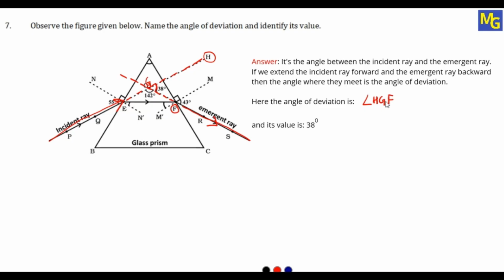This is the angle of deviation. And what is its value? You can see here it is given 38 degree. So its value is 38 degree. So I hope you are understanding. I am explaining it in a very simple way. So understand, its value is 38 degree and the angle is HGF. We'll move with the next question.